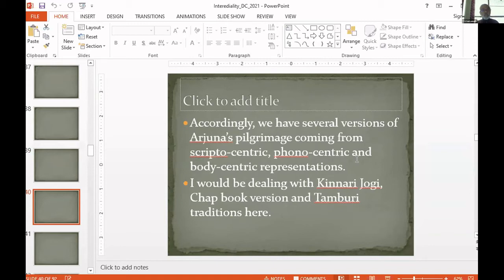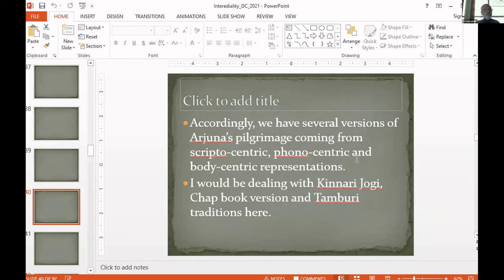And the Kinnari Jogis perform a variety of Mahabharata, but this is again centered around Arjuna as a yogi. Arjuna as a yogi goes for pilgrimage, marries women, his queens, and then comes back. And this is linked to the Natha sectarian tradition, because the tradition believes that Arjuna is the primordial Natha yogi and is a student of Matsyendra. Again, the Matsyendra-Gorakh relationship comes in there.